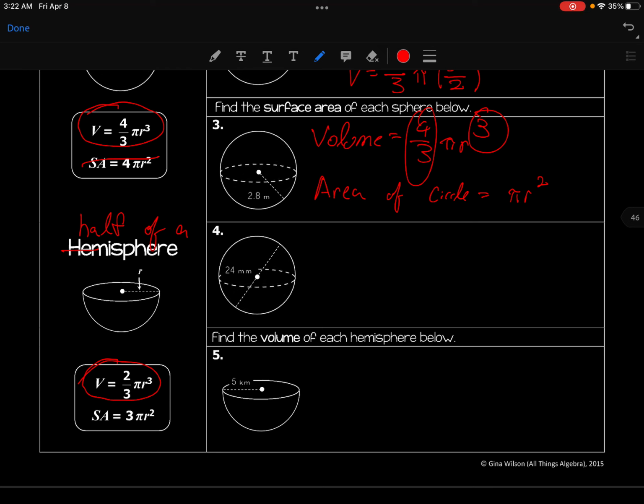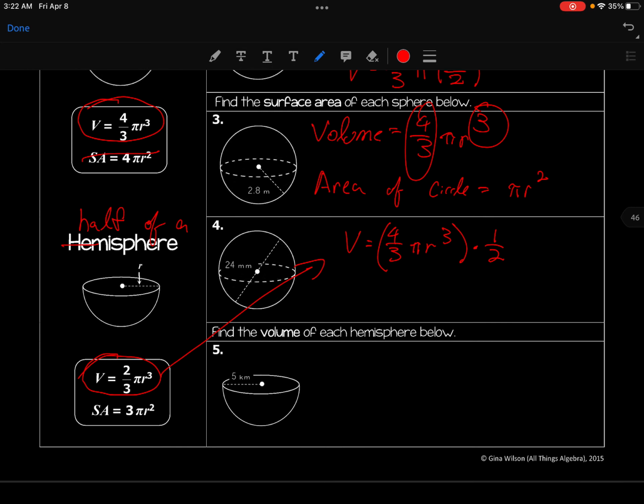How did they get that? Well, I'm going to show the work here. Volume of an entire sphere is equal to 4/3 pi r cubed. If you want to get half of it, just multiply this by 1/2. 1/2 times 4/3 will give you 2/3 pi r cubed, and that will give you the volume of half of a sphere.